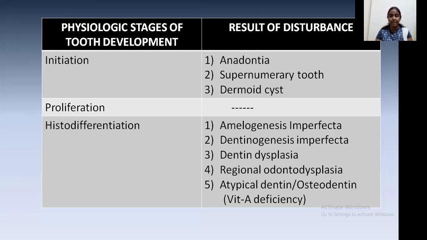In histodifferentiation, if there is any disturbance to the tooth germ or the tooth structure, it can manifest as amelogenesis imperfecta, dentinogenesis imperfecta, dentin dysplasia, regional odontodysplasia, atypical dentin or osteodentin. This atypical dentin or osteodentin might result due to vitamin A deficiency.